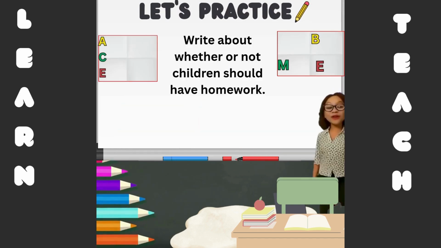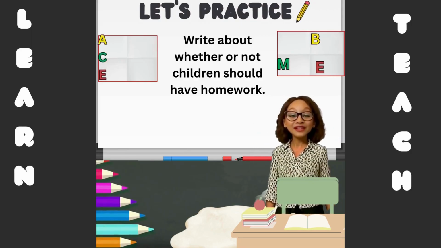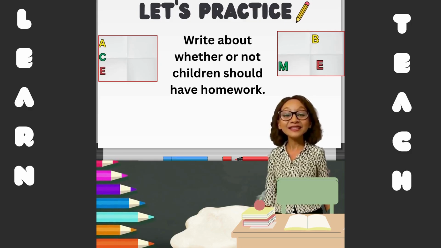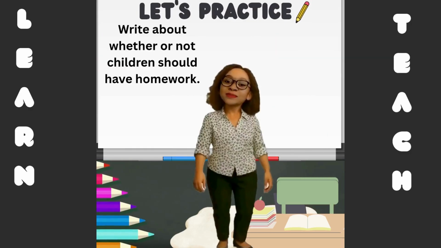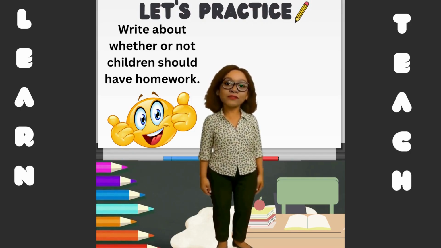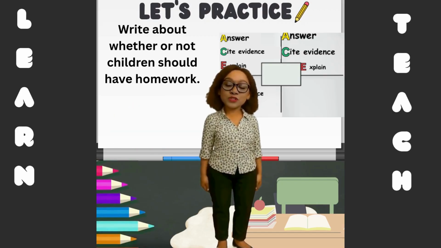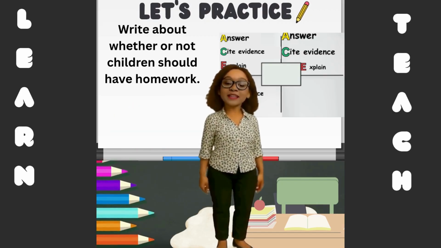Let's try one more. Write about whether or not children should have homework. Show me the type of writing this is. Thumbs up. It is an opinion writing prompt. For opinion and informative prompts, we ACE the 4 square. You played a great game.